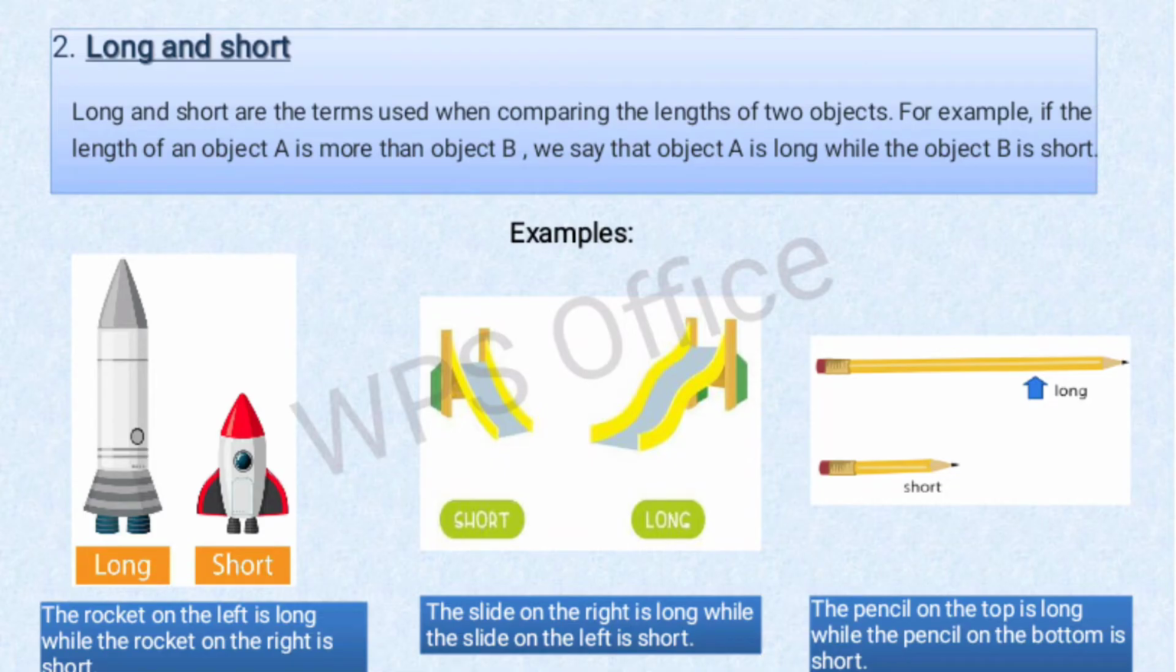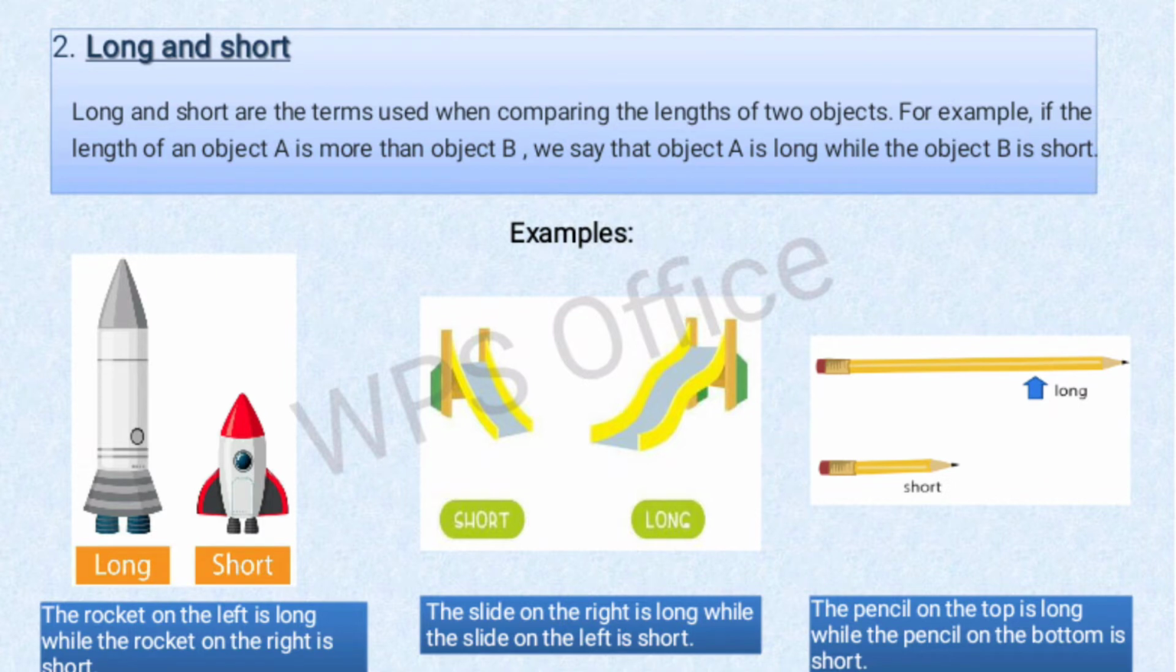Now, let us move to our second topic, that is long and short. We use long and short to talk about length, that is horizontal distance. If I ask you all to make one hand distance, to define this distance, we use the terms long and short. Long and short are the terms used when comparing the lengths of two objects. For example, if the length of object A is more than object B, we say that object A is long while the object B is short.